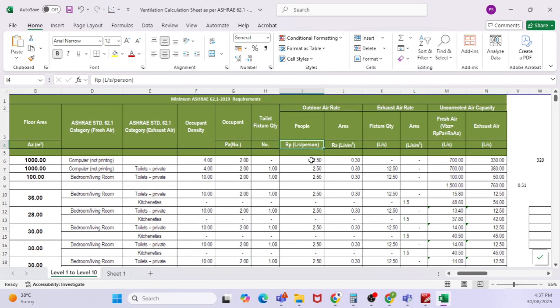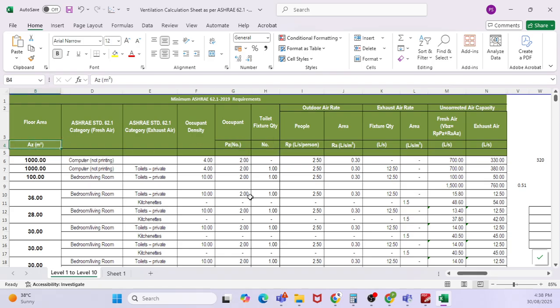Okay, per person, what is the amount of fresh air you have to provide? RP is the amount of air you have to provide per person, and RA is how much fresh air you have to provide per square area, which is per square meter. PZ is the number of people, occupants, and AZ is the total area.